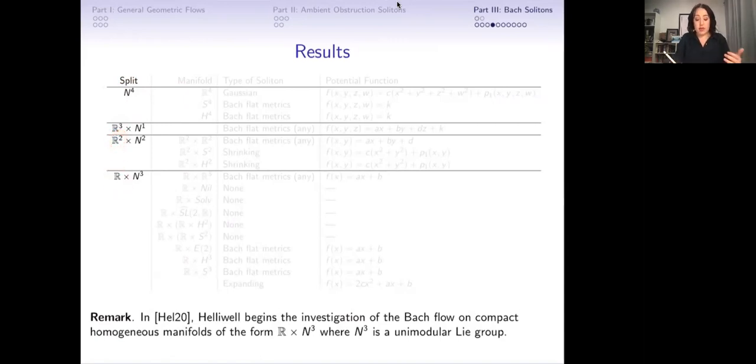It's really important to note that Helliwell does begin this investigation of manifolds of this type, R cross N^3. He begins it by looking at the case where N^3 is a unimodular Lie group. Consequently, the only manifolds that I've been able to start investigating are of that type, where N^3 is a unimodular Lie group. There's still more to be done. Though the classification I gave is complete, there's more investigation to be had in this specific area. Okay, so let's look at some of these results and see how they stack up.